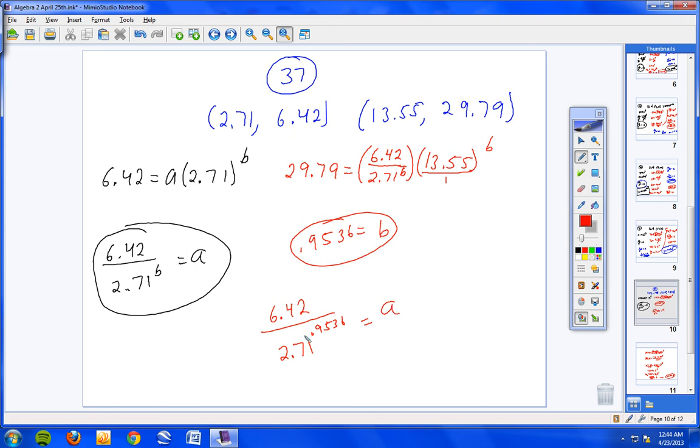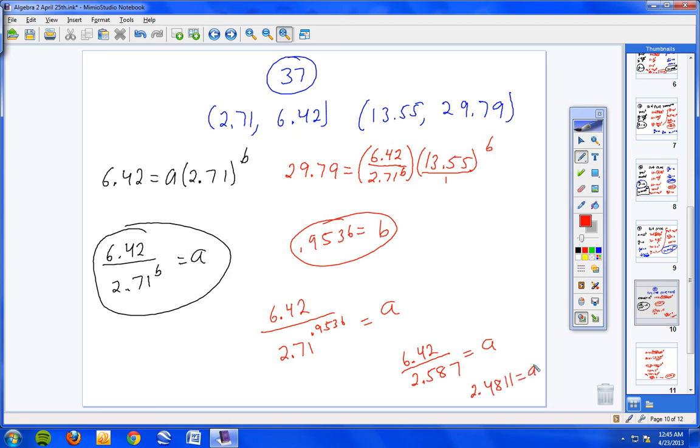Now, first of all, I would simplify the denominator, so 6.42 over something. I'm going to type in my calculator 2.71 to the 0.9536 power, and you get 2.587. So now you want to type into your calculator 6.42 divided by 2.587, and I'm getting 2.4811.